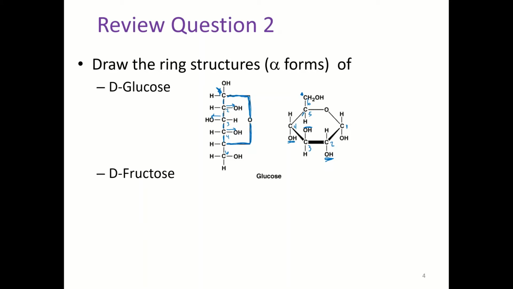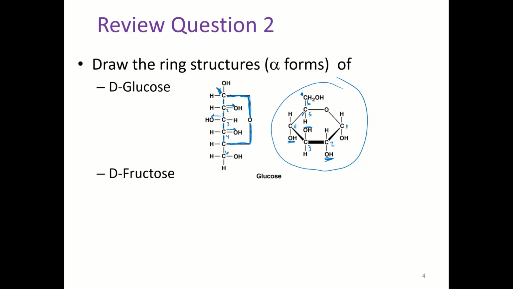So you can memorize this structure for glucose, or you can remember the process of drawing a ring form from the Fischer projections, which I think is a little bit easier because it kind of tells you the pattern there if you follow along.